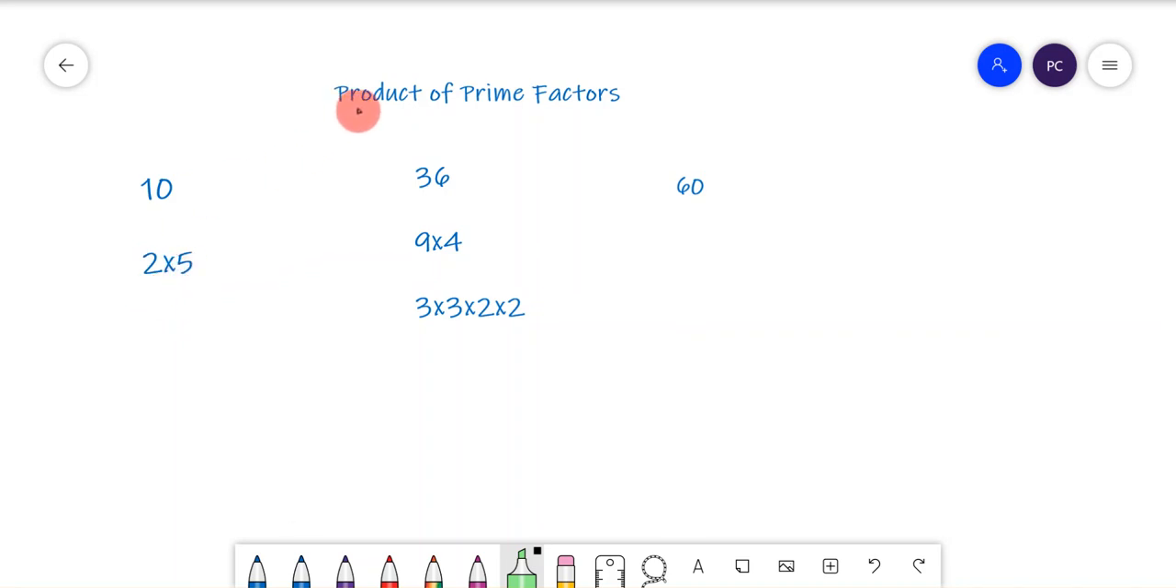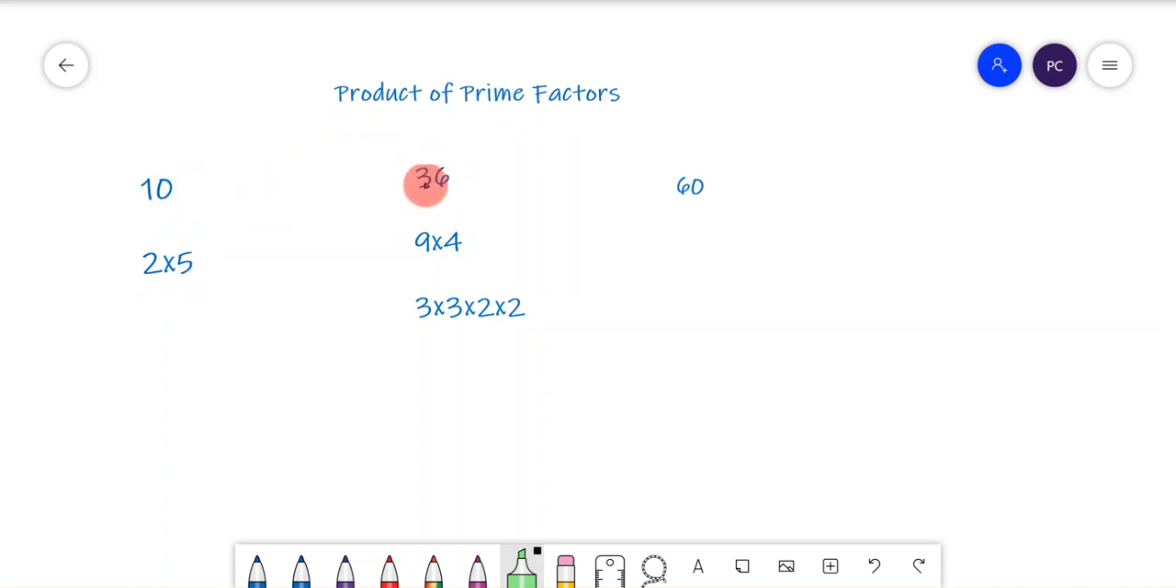Now when we're dealing with products of prime factors, we have to take the number and identify factors of that number that are prime, that when multiplied by each other will actually give you the number. So in this example, if we take the number 10, 2 and 5 are both factors of 10, they are both prime numbers, and when I multiply them by each other, their product is equal to 10. So therefore, the product of prime factors for the number 10 would be 2 multiplied by 5, which is equal to 10.